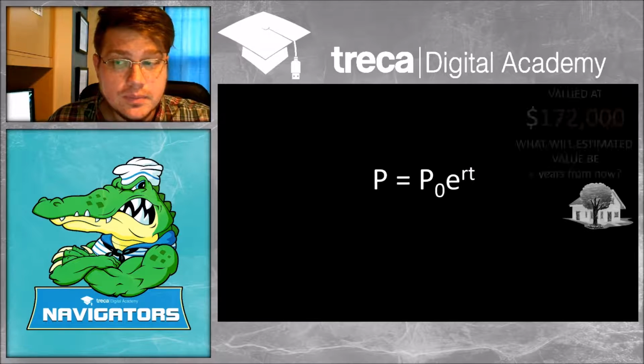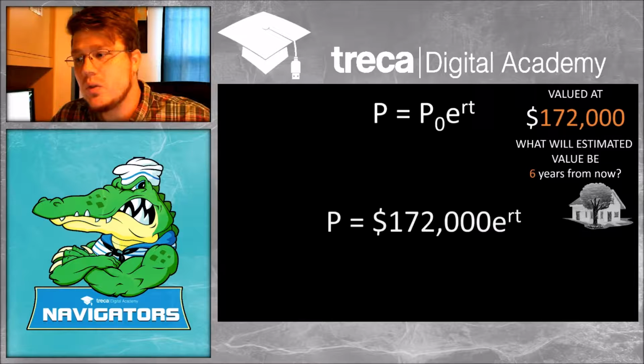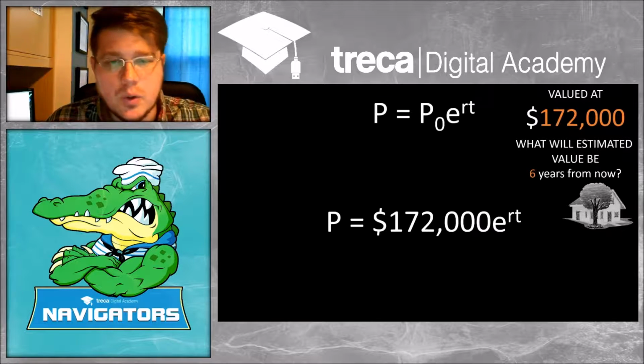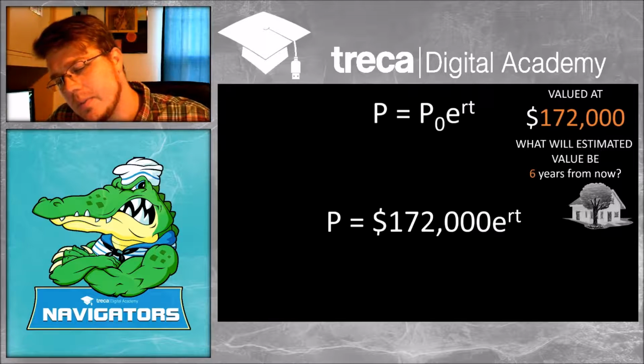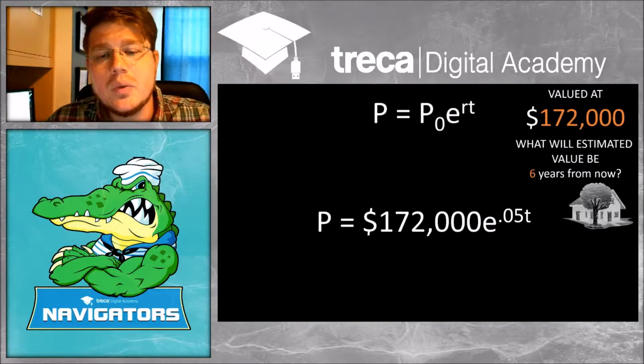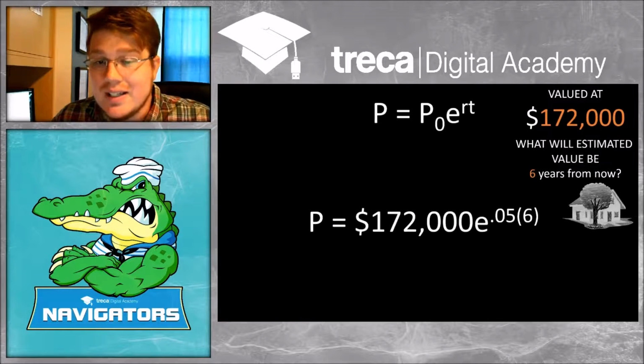So remember, our house is worth $172,000. We're going to substitute that in for the starting amount, or P sub 0. Then our value is going up by 5%, or 0.05 in decimal form, and we'll put that in for our R. Lastly, we're going to want to know what the value is in 6 years, so we're going to plug in 6 for time. And that's it.